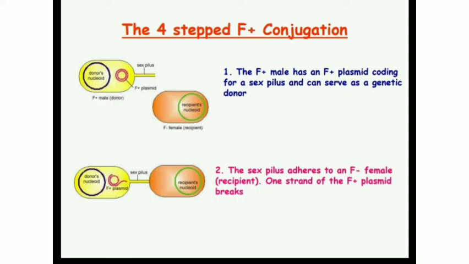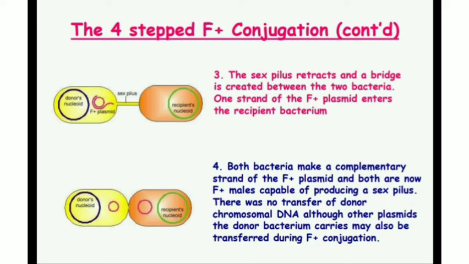F plus conjugation involves 4 steps. The 4-stepped F plus conjugation. Step 1. The F plus male has an F plus plasmid coding for a sex pilus and can serve as genetic donor. Step 2. The sex pilus attaches to an F minus female recipient. One strand of the F plus plasmid breaks. Step 3. The sex pilus retracts and a bridge is created between the two bacteria. One strand of the F plus plasmid enters the recipient bacterium.